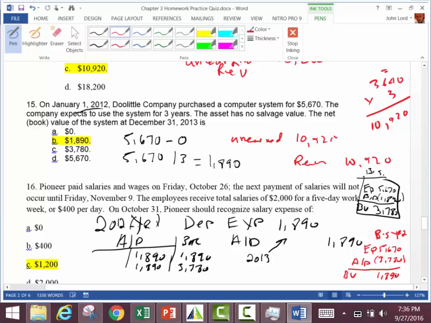1890. Is that what they asked me? What would be the value of the equipment at December 31st, the end of year 2, 2013? Right? And I've got how many years left to go on this? 1 year left to go. Don't you love accounting? It's telling me exactly what I have left to go here, isn't it?